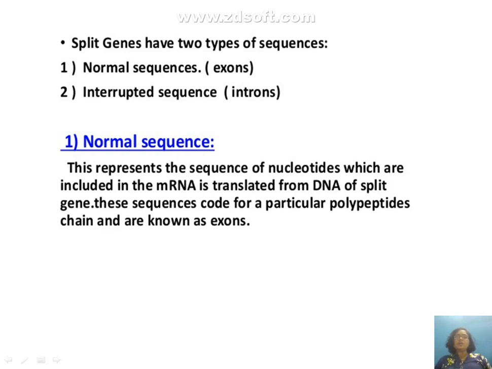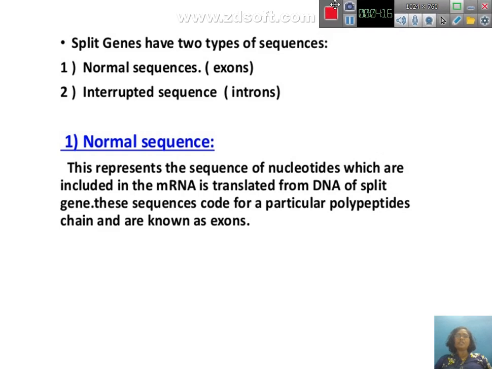Now, what are the normal sequences? Normal sequence means the sequence of nucleotides which is included in the messenger RNA and is translated from the DNA of a split gene. So, from the nucleotide sequence present in the DNA you get a messenger RNA and then you get a particular polypeptide chain. This is what is called the exons or the normal sequences.